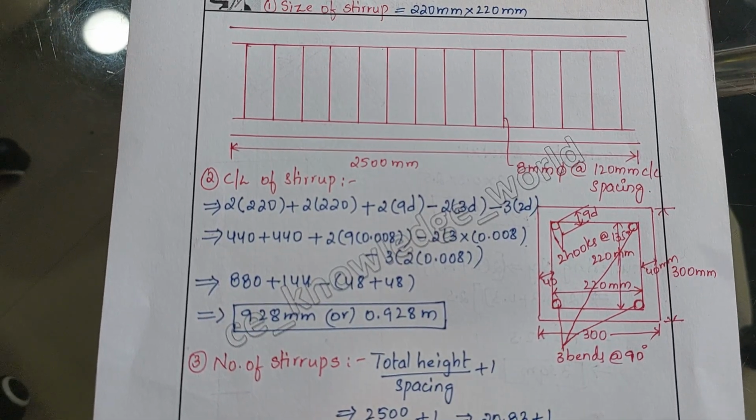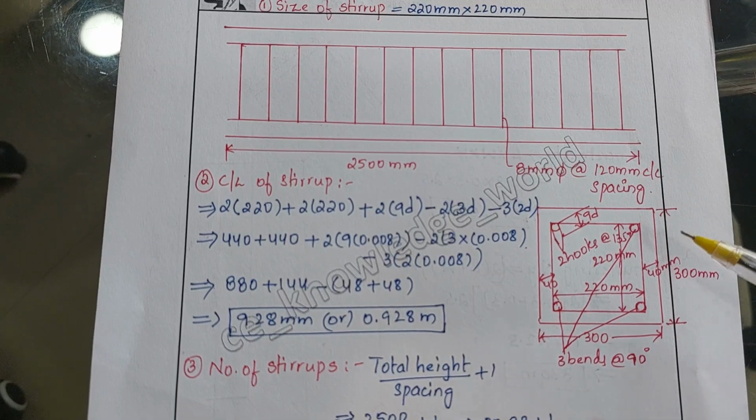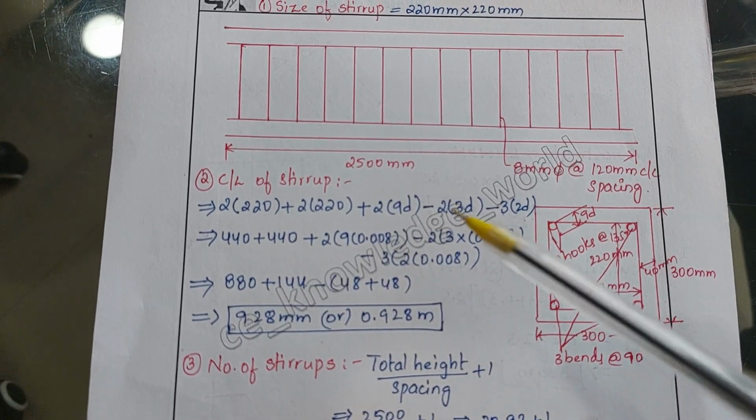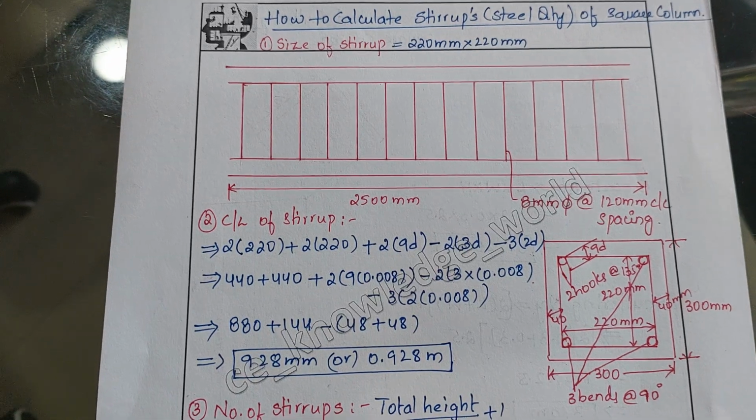Now we will deduct this 40 mm clear cover on both sides, so 300 mm minus 40 on each side, if we do, we will get 220. So the size of the stirrup will be 220 mm by 220 mm.